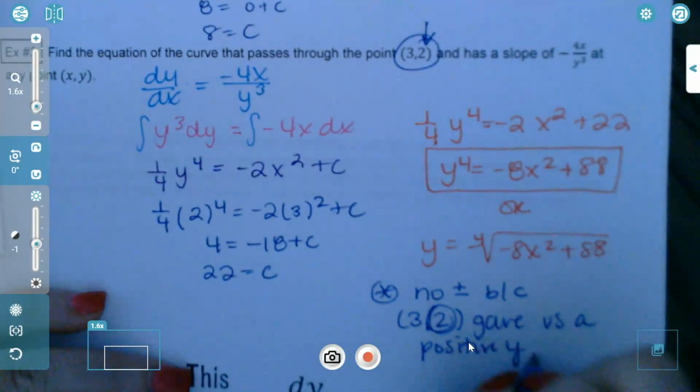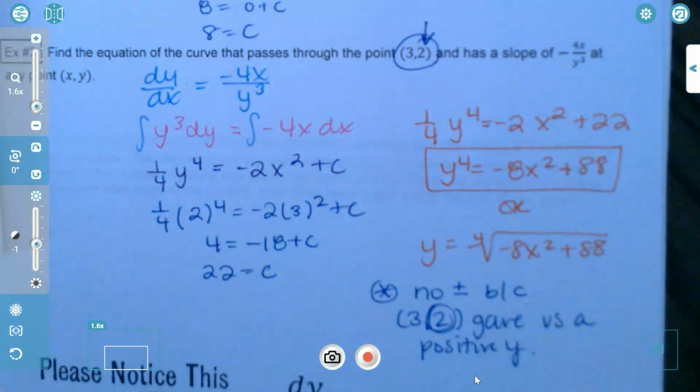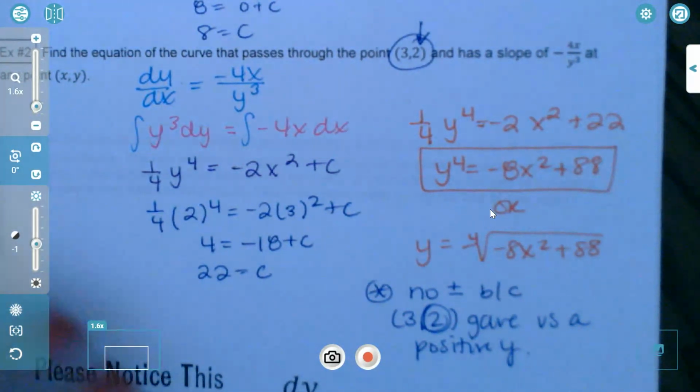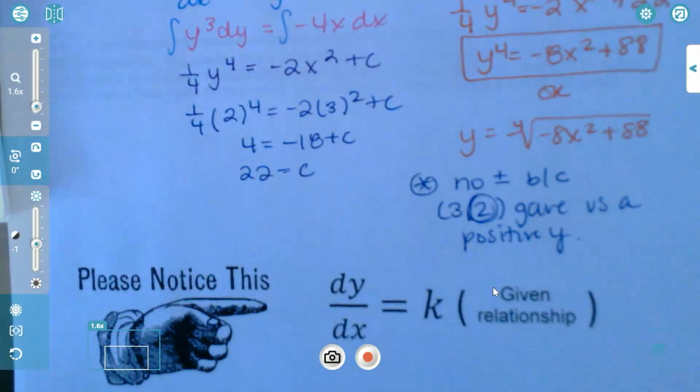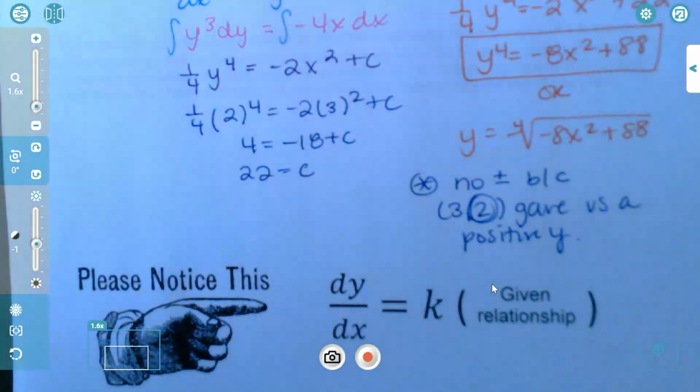I'll write that in again. Okay, so we're not just throwing that out. We are mindfully eliminating it based on our data.